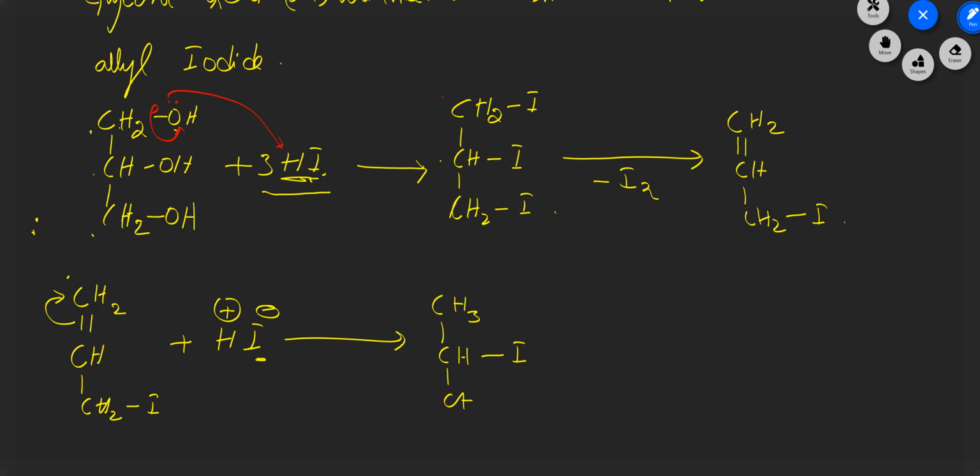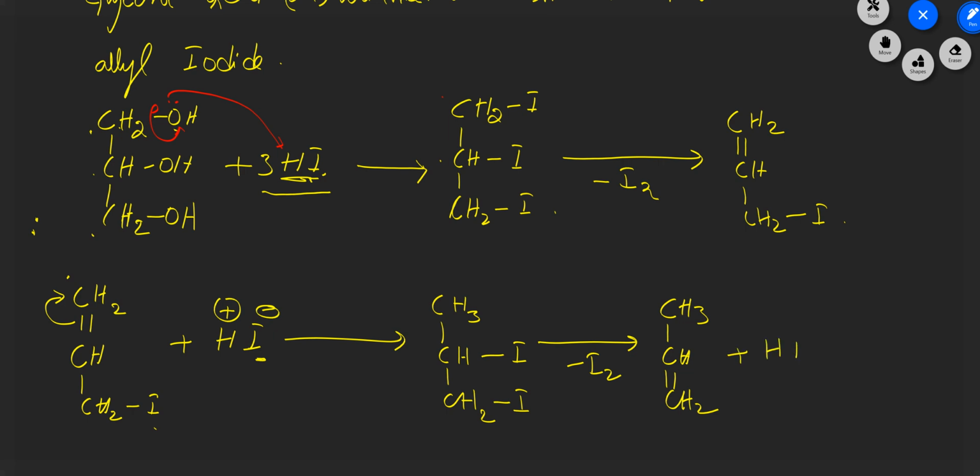CH2I. Again, what are you getting? Two iodines on two adjacent carbon positions. Again it is unstable, again the elimination reaction of I2 occurs. CH3, CH double bond CH2. Now I am reacting again with HI. Where is the iodine going to react?